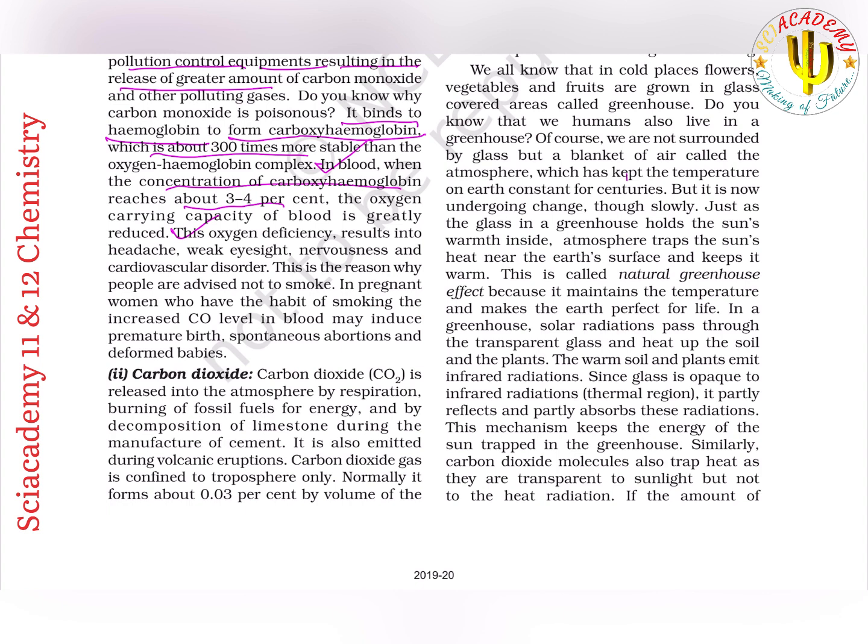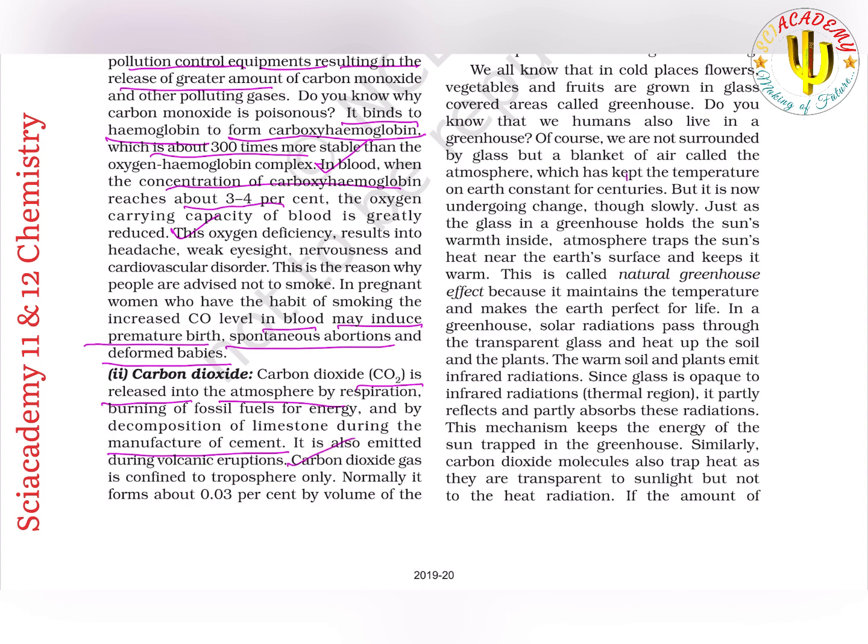In pregnant women who have the habit of smoking, the increased CO level in blood may induce premature birth, spontaneous abortions, and deformed babies. Point 2. Carbon dioxide. Carbon dioxide (CO2) is released into the atmosphere by respiration, burning of fossil fuels for energy, and by decomposition of limestone during the manufacture of cement. It is also emitted during volcanic eruptions.